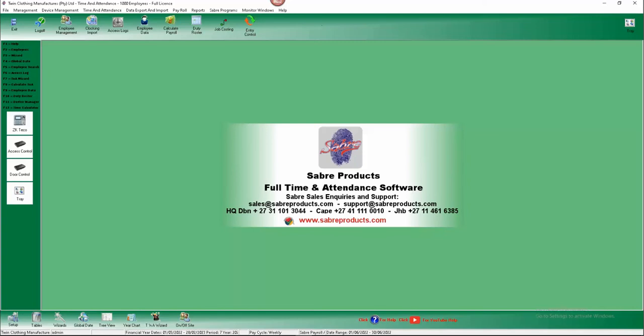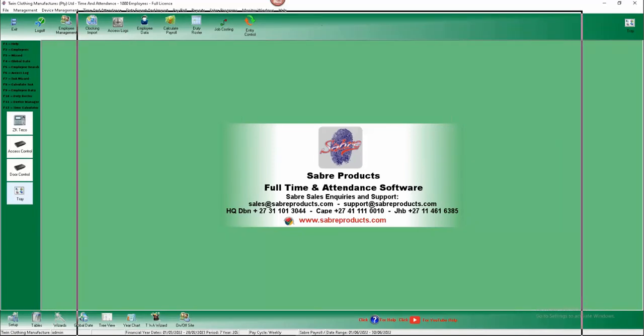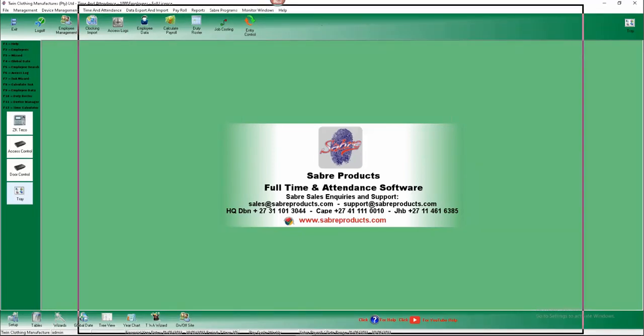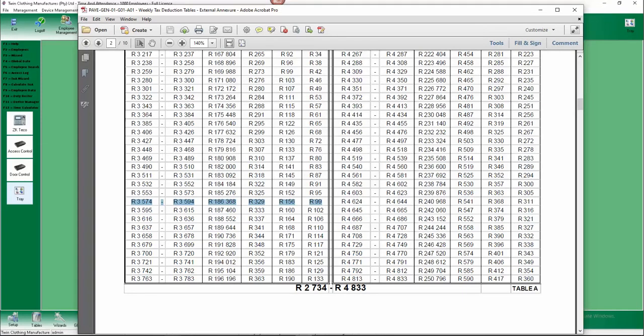I'm going to go through a feature that we've got in Sabre, which I think is quite an important feature. I'm going to first of all explain the reason for this feature. It's called the annualization of tax for SARS, and I'll explain the reason why we've got this in place.